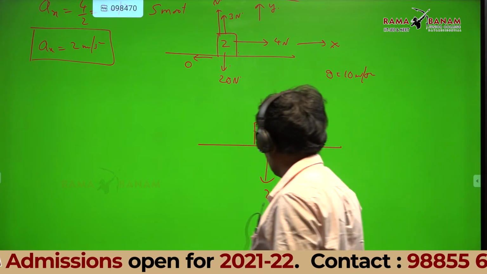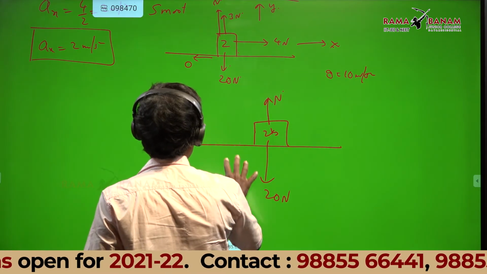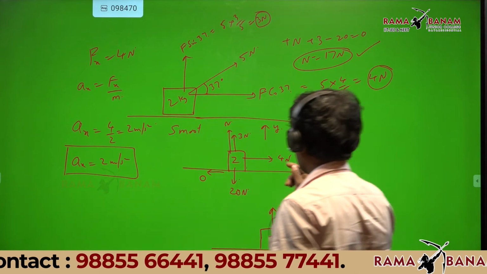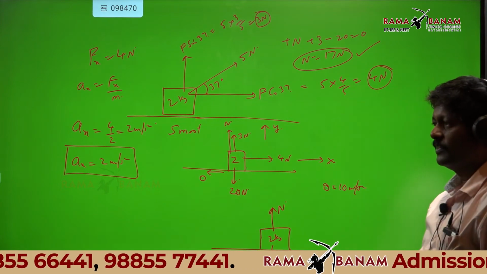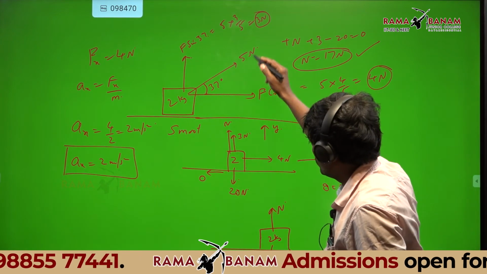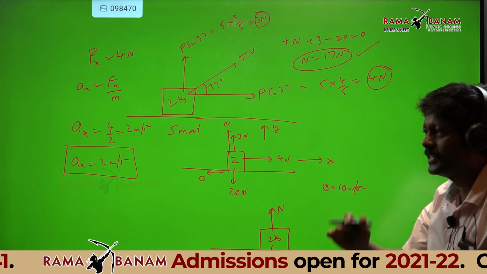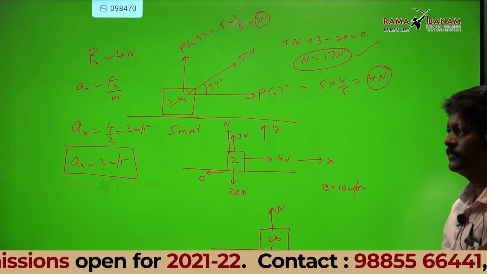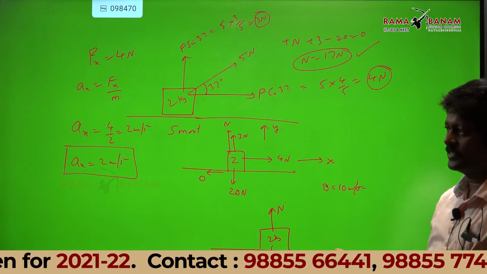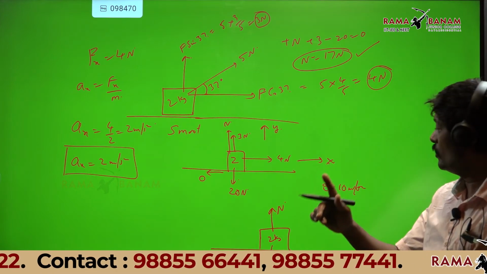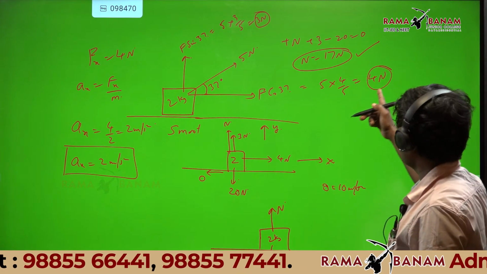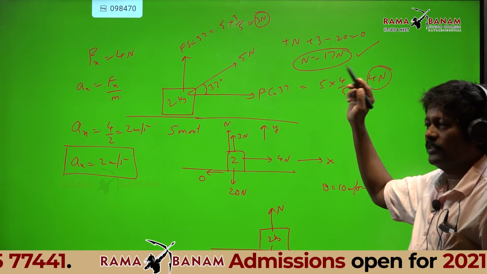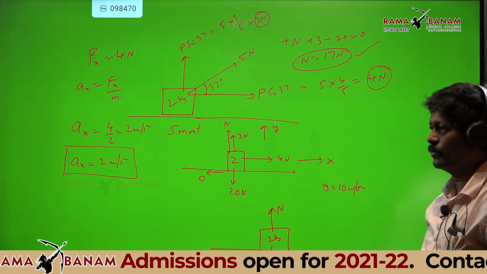But in this problem there is a force applied, so normal reaction decreased or increased? Decreased. So the weighing machine will not record 20 Newton, the weighing machine will record 17 Newtons. Write down these points, then I go to the next point.